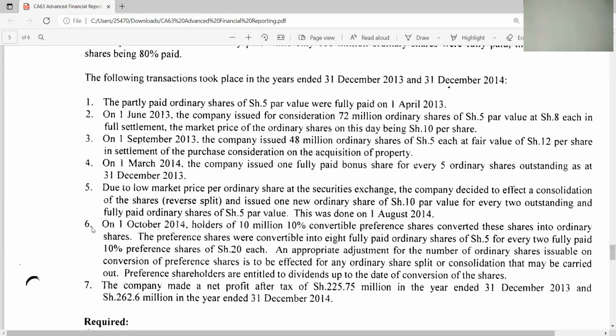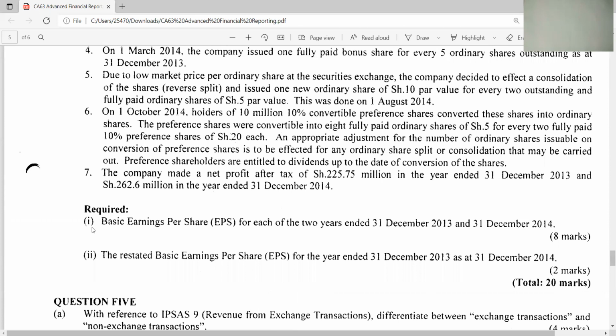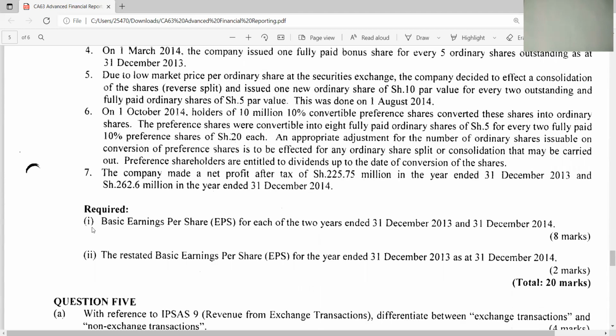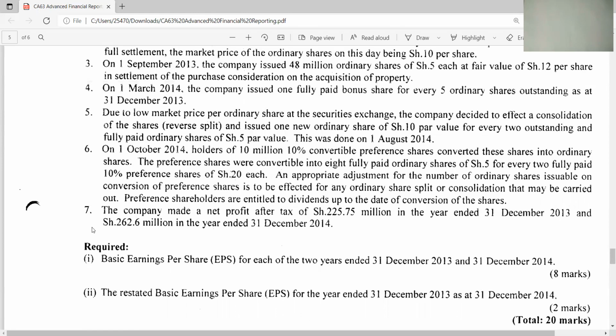The company made a net profit after tax of 225.75 million in the year ended 31st December 2013 and 262.6 million in the year ended 31st December 2014. You are required to compute basic earnings per share for each of the 2 years ended 31st December 2013 and 31st December 2014, and the restated basic earnings per share for the year ended 31st December 2013 and as at 31st December 2014.